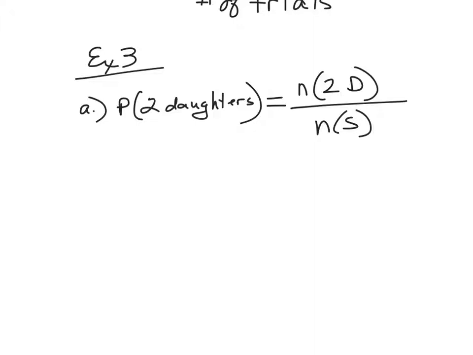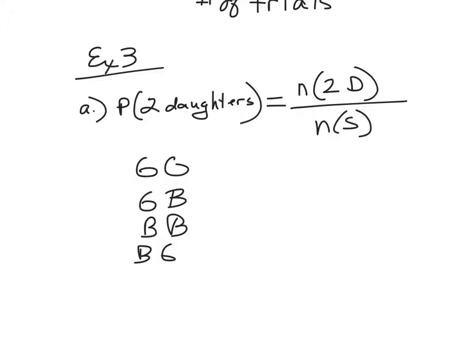Okay, well, I could have a girl and a girl, or I could have a girl, then a boy, or I could have a boy and a boy, or I could have a boy and a girl. That's pretty much it, isn't it? If I have 2 kids.